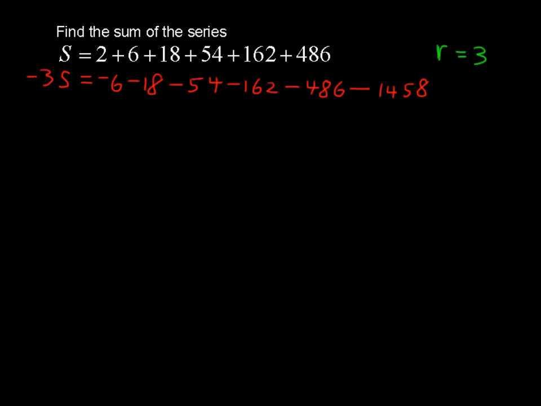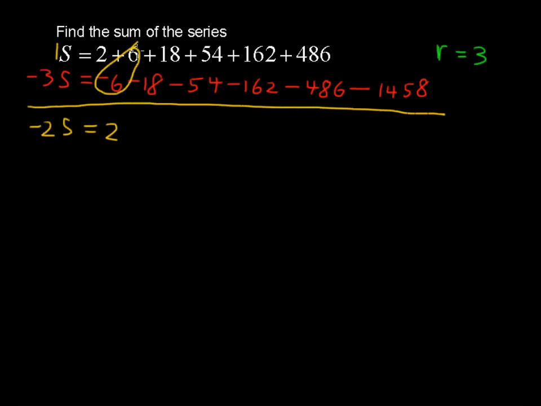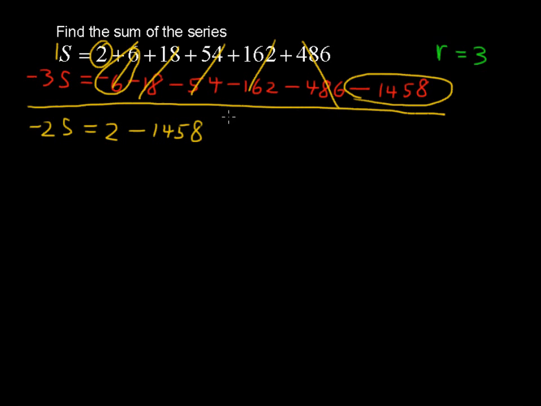And now look at what happens. If we were to add these two equations, we would get 1s plus negative 3s is negative 2s. We would get the 2 plus 6 and negative 6, that's 0. 18 and negative 18, 0. 54 and negative 54, 162 and negative 162, 486 and negative 486, and then we still have this negative 1,458. So 2 minus 1,458. So that's always going to work, actually.